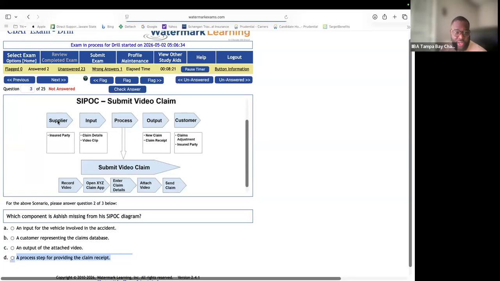So we have the supplier here, which is the insured party, the input, the claim and video clips, the process, right? Submission of the claim. So the output will be new claim and then claim receipt. That's why I'm saying, what do we think of D? A process step for providing the claim receipt. Clearly, we can have the claim receipt right here. And then the output of that to the customer will be claim adjustment and then insured party. And below here, we have record video, open a claim in the app, enter claim detail, attach the video, and send claim. That's for the customer.